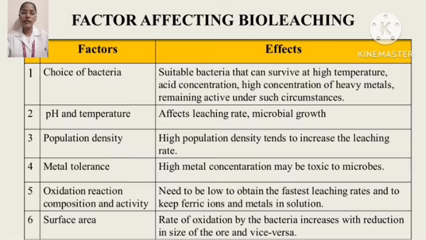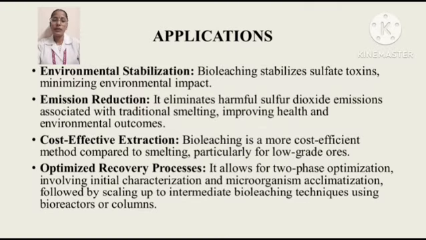What factors affect the bioleaching process? The choice of bacteria, pH and temperature, pulp density, metal tolerance, oxidation reaction composition and activity, and surface area. These factors mainly affect the bioleaching process. Applications of bioleaching: bioleaching is applied in environmental solubilization, emission reduction, cost-effective extraction, and optimizing the recovery process.